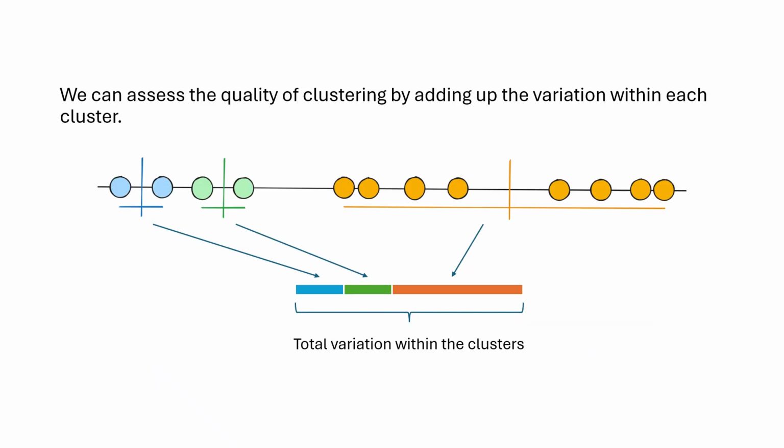We can assess the quality of clustering by adding up the variation within each cluster. When points in a cluster are closer to their centroid, the variance or spread is low. When points are scattered far apart, the variance is high. Our goal here is to minimize this total variation.